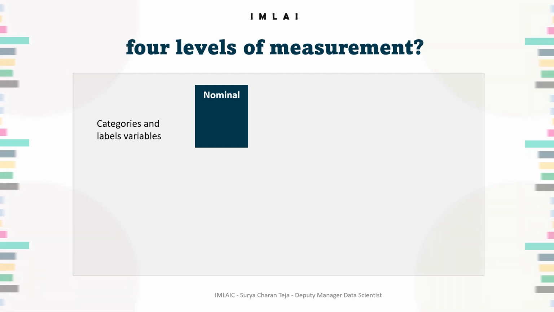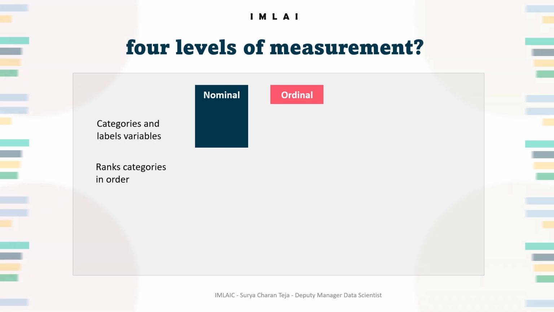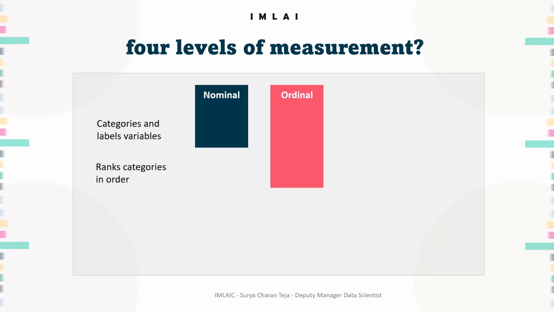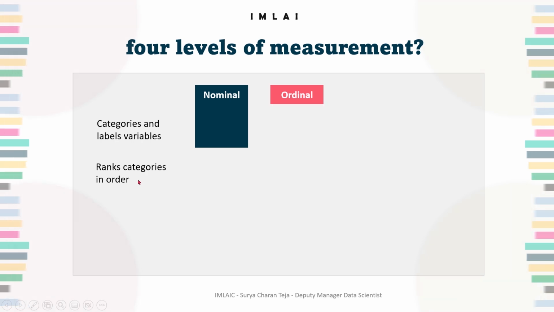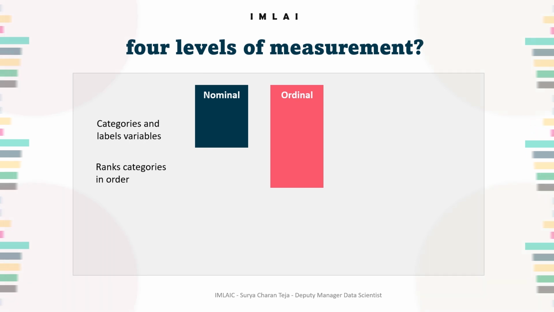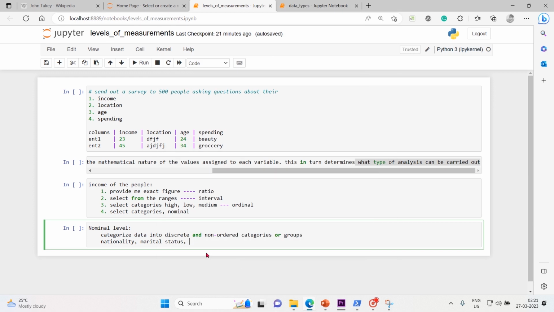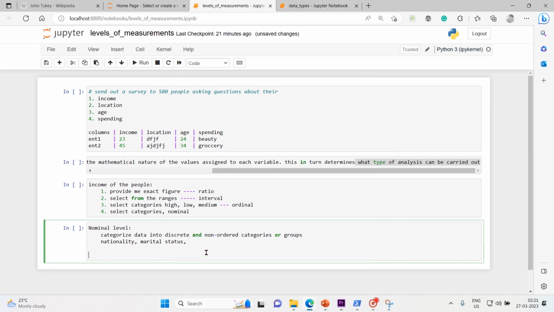Then we have the ordinal level of measurement. This level of measurement is used to categorize data into ordered categories or groups. That is the reason you will have categories as well as ordered ranks. You'll have categories, and you'll have ranks of the categories also. So this is the ordinal level.